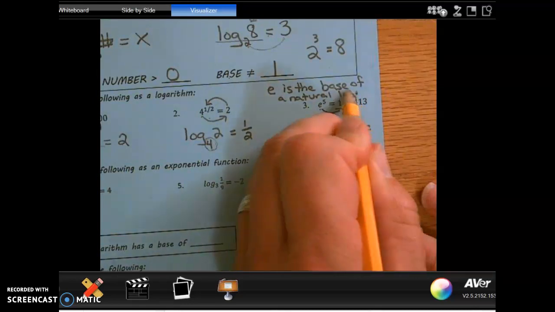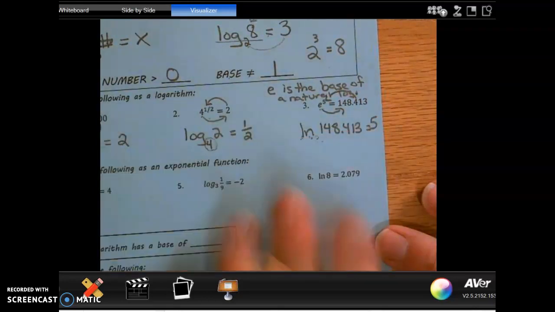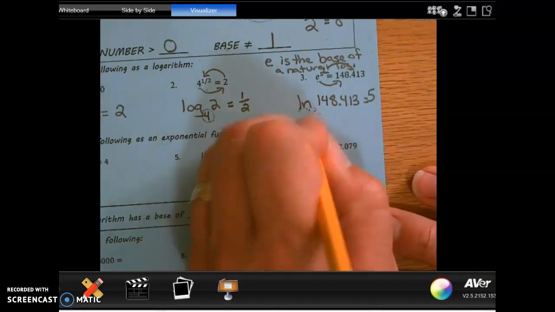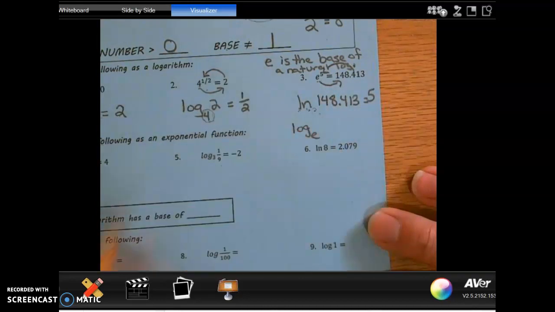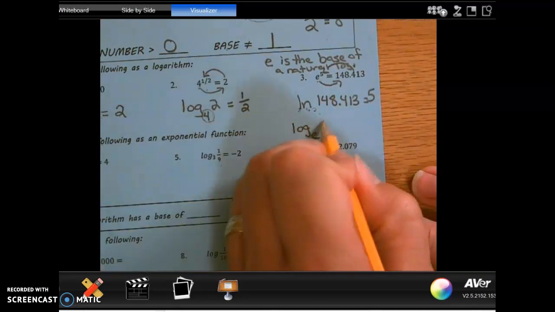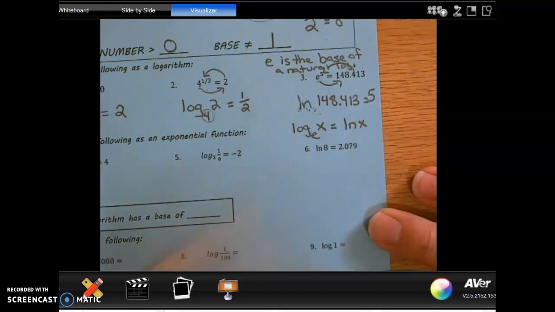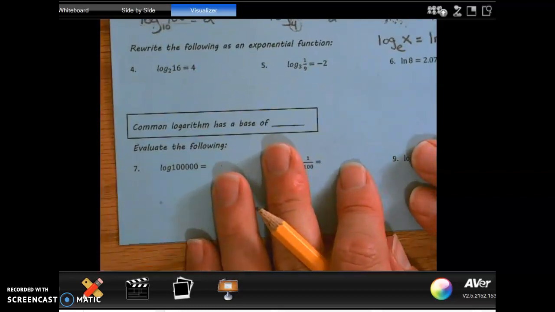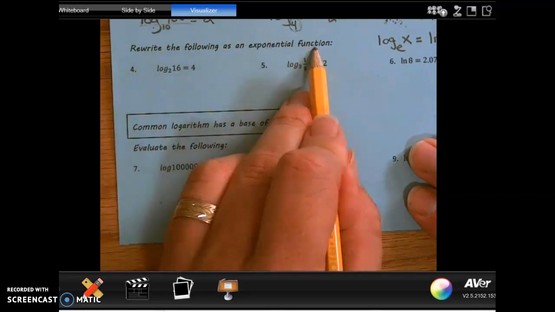Ending up with the exponent. Now, writing natural log is the same thing as log base e. This is the same thing as this. Same thing. Okay. Now, going the other way, rewrite the following as an exponential function.